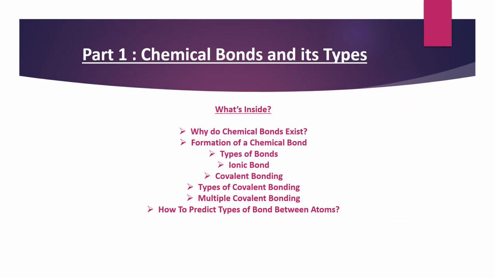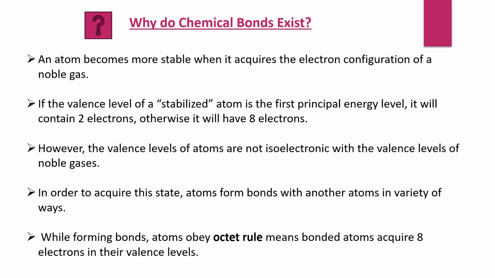In this video, we will learn about chemical bonds and its types. Why do chemical bonds exist? An atom becomes more stable when it acquires the electron configuration of a noble gas. If the valence level of a stabilized atom is the first principal energy level, it will contain 2 electrons. Otherwise, it will have 8 electrons.